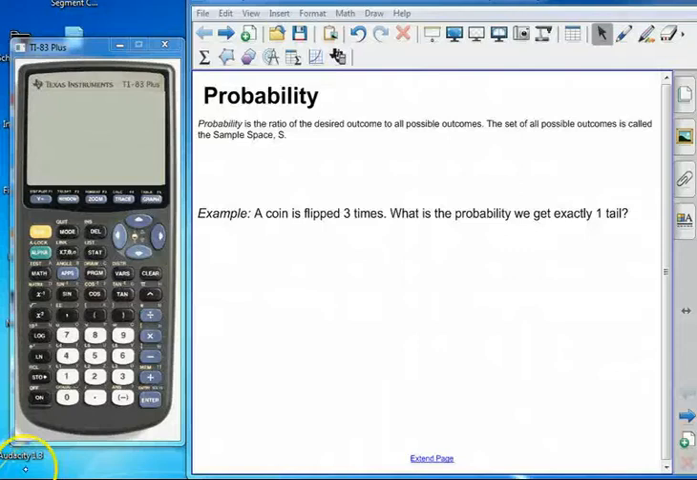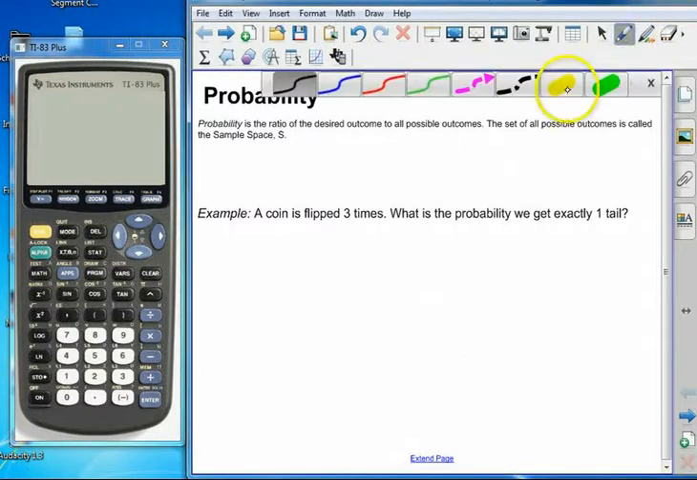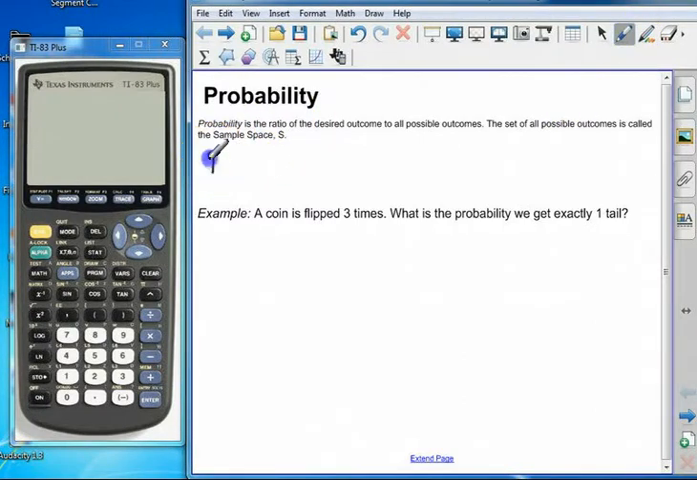Okay, this lecture is going to explain what probability is, which is a pretty simple concept. It's the ratio of the desired outcome to all possible outcomes. So if you'd like to know what the probability of X happening is, you're going to take the number of ways that X can occur and divide it by all the possible outcomes, which we call S. Here's a real simple example. A coin is flipped 3 times. What's the probability that we get exactly one tail?